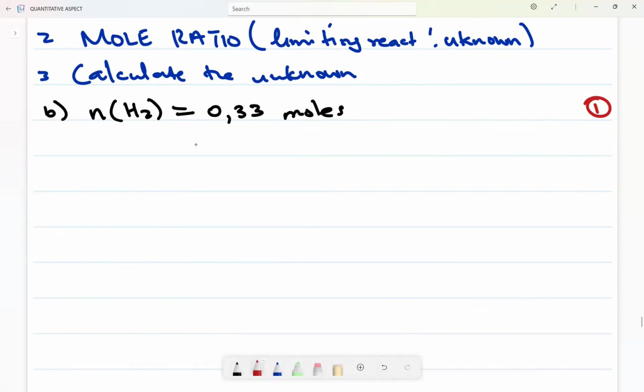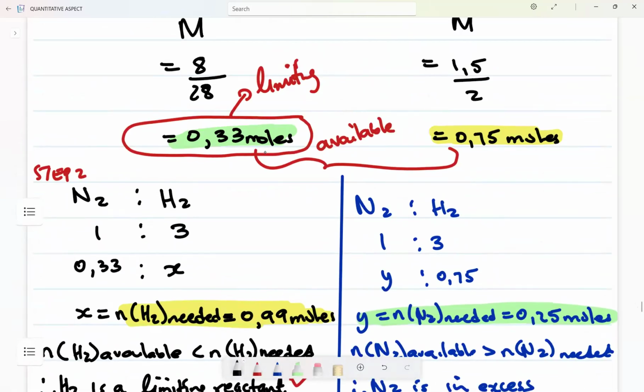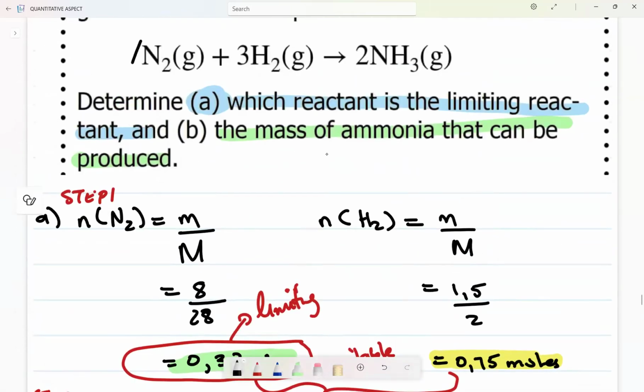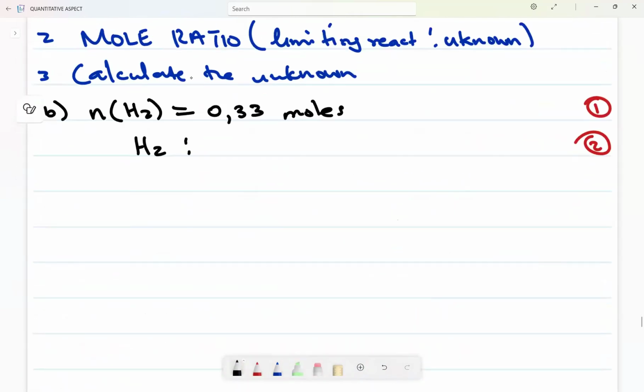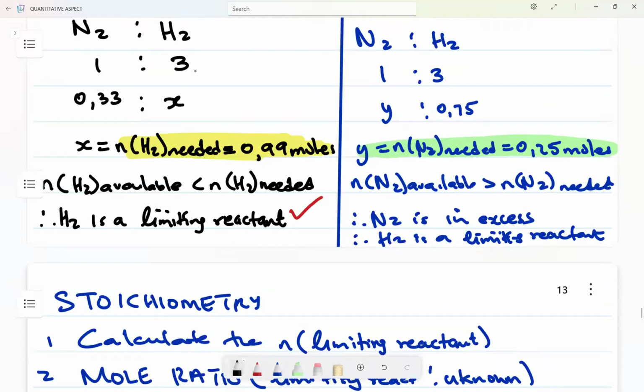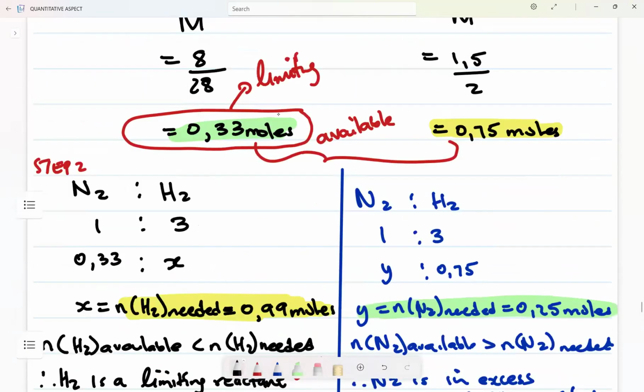Then let's move on to step 2. Step 2 says what? Use the mole ratio between the limiting reagent and then the unknown. Which one is the unknown? The unknown is the one that they asked us. They asked us with regards to, which is what? Ammonia. Ammonia, it is NH3. So it's going to be between H2 as well as NH3. What is the ratio between these? It is 1:2, if I'm not mistaken. Okay, yes.